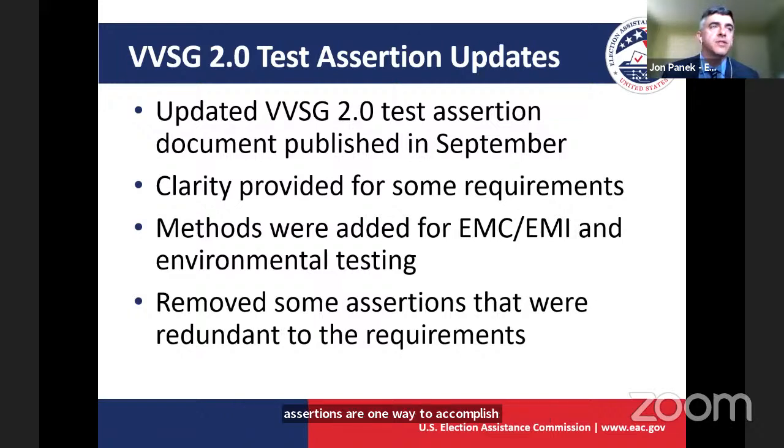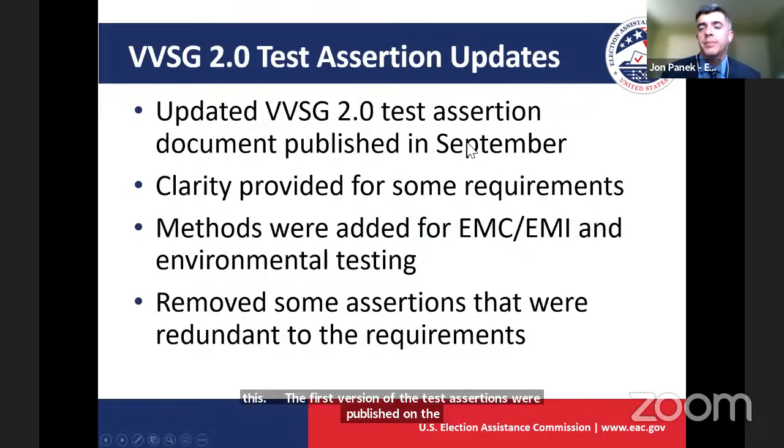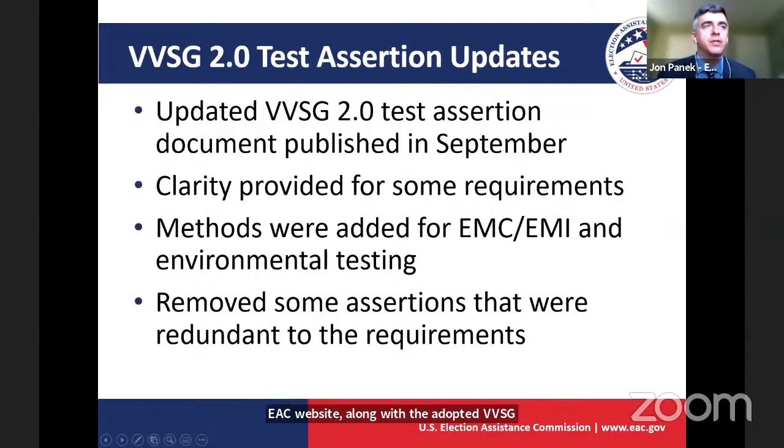The first version of the test assertions were published on the EAC website, along with the adopted VBSG 2.0 in February. Since then, work has been put into an improved draft of the assertions, which was published on our website in September.